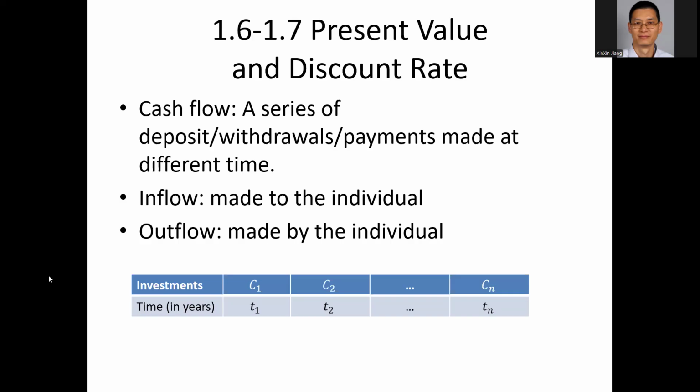All right, so we can use a table to illustrate the cash flow. Here we have time in years T1, the investment C1, T2, C2, up to CN at TN. Okay, so the Cs might be negative.